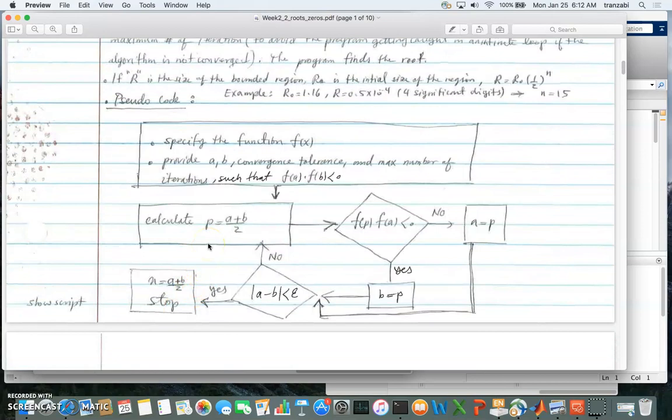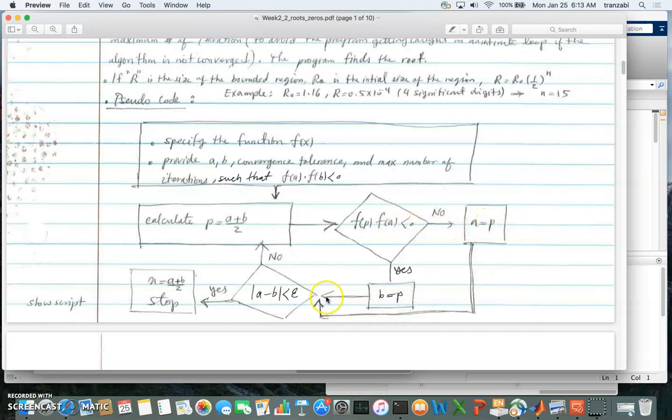First, we start with some guess values, and the guess values should satisfy this constraint, which is f(a) times f(b) has to be less than 0. If not, we have to change the guess. If so, then we find the midpoint. Then we evaluate f(p) times f(a). If f(p) times f(a) is less than 0, then we're going to replace b by p. If this is not the case, we're going to replace a by p.